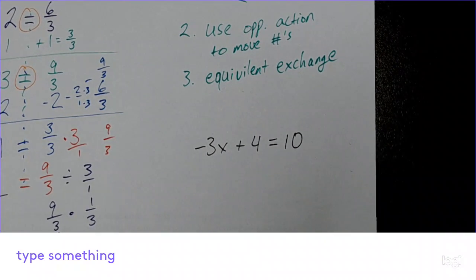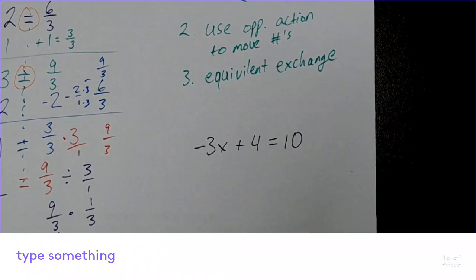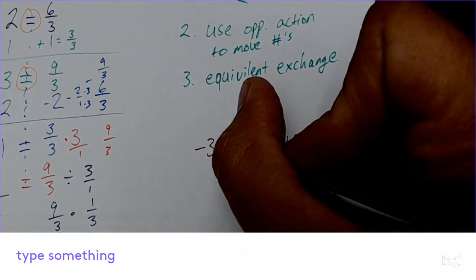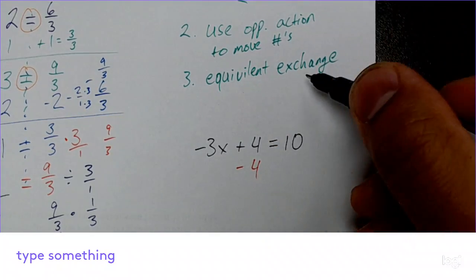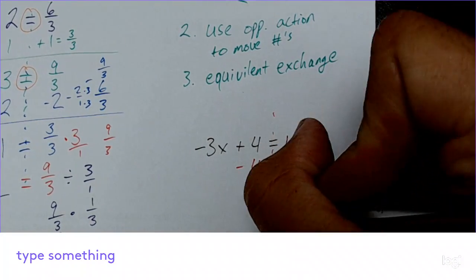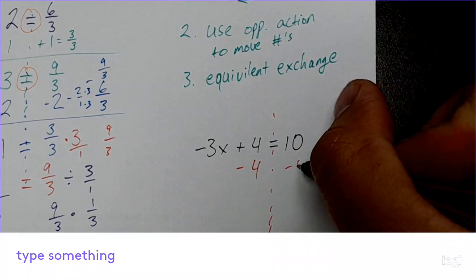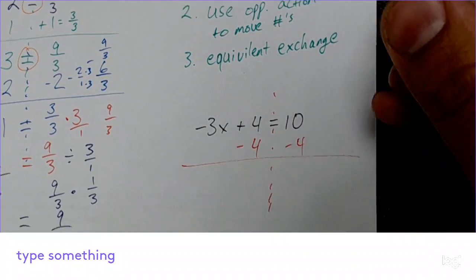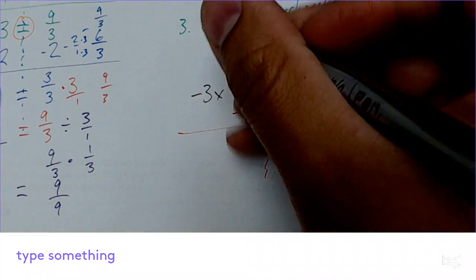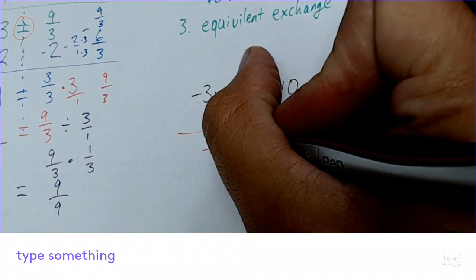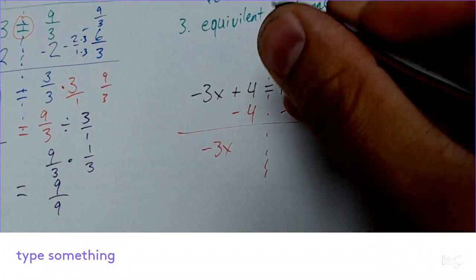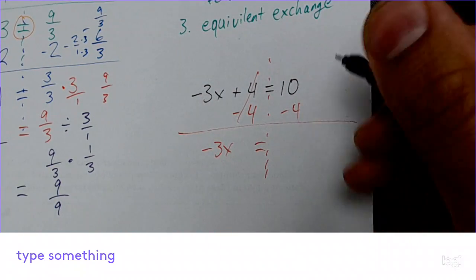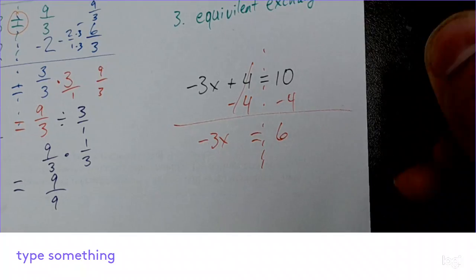Now, the way I'm going to move the 4 is by using rule number 2, which is to use the opposite action. The opposite action of positive 4 is subtract 4, and then rule 3, equivalent exchange. If I do something to one side of the equation, I must do it to the other. I find the left and right sides by drawing the dashed line on the equal sign, and now I rewrite the equation. Well, negative 3x is still going to be negative 3x. Positive 4 and negative 4 cancel, and 10 minus 4 is now 6, positive 6.